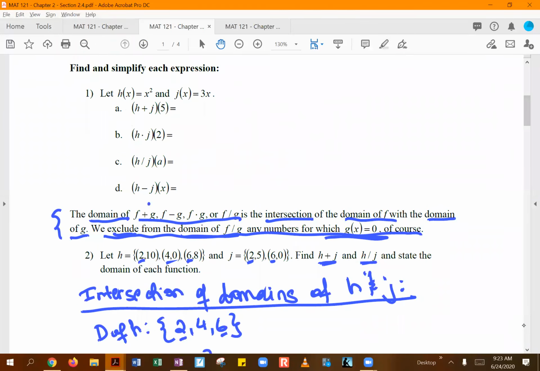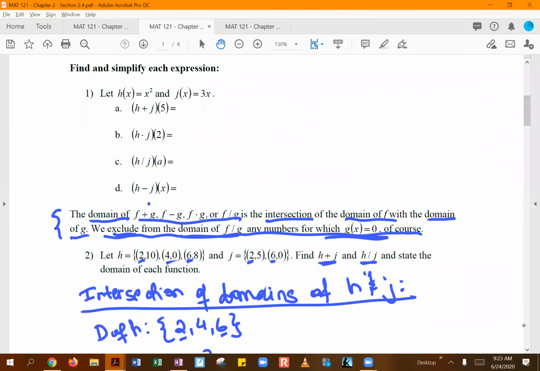Again, we're starting out with an easier example using ordered pairs, and then we'll come back and do an example with the equation. So let's start with number 4 over here. We are given the f function as the set of (2, 0), (4, 0), and (6, 8). We are given the g function as the set of (0, 7) and (6, 0).